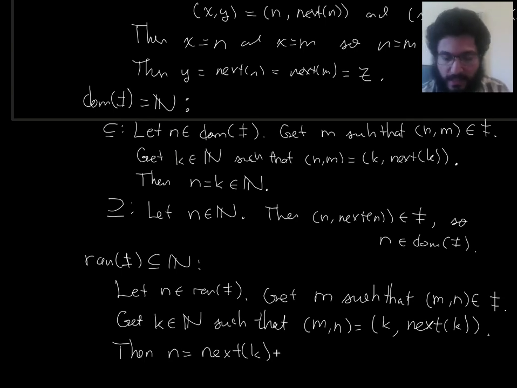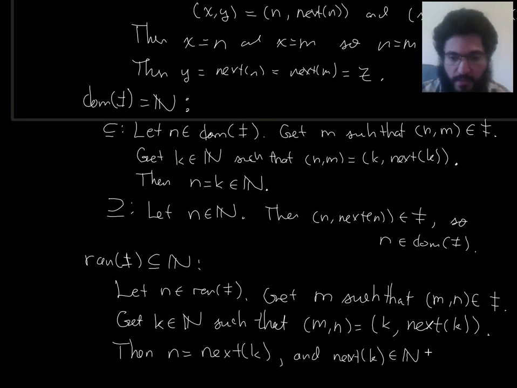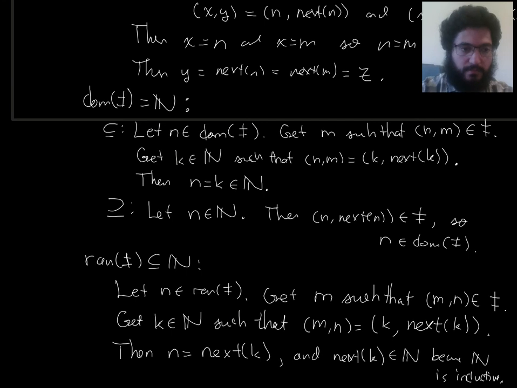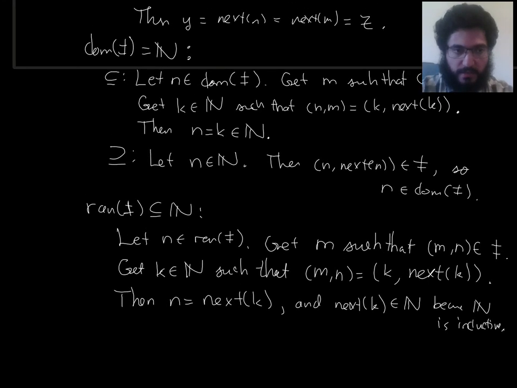And is next k a natural number? Yes. I guess it deserves its own sentence. Next k is a natural number because n is inductive. Right? K is a natural number, n is inductive, so n contains the successor, the next, of anything that it contains. So it contains next k. And that's it. We now have that n is a natural number.